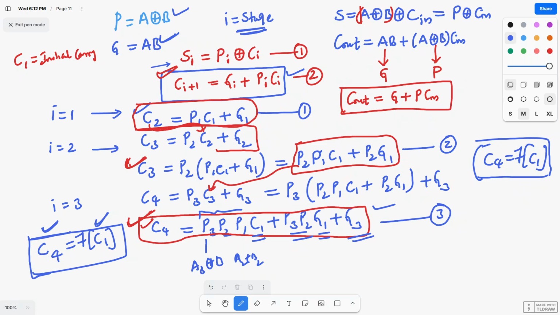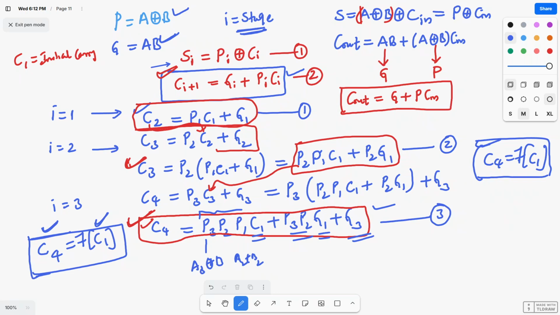In the RCA, in order to get the final carry, you need to calculate the delay of C1 to propagate, C2 to propagate, C3 to propagate. Here no need. If you want C4, you just want the delay of this and C1, and directly you will get C4. So delay will be reduced in the carry look ahead adder, so that we can increase the speed of the operation.